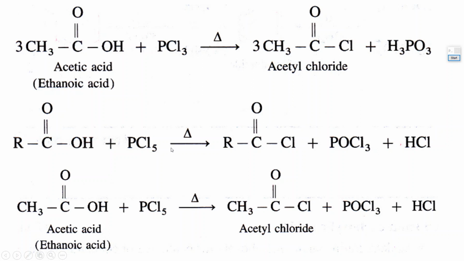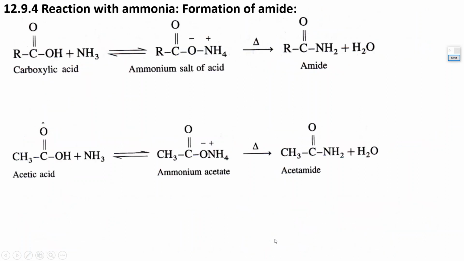Then a carboxylic acid reacts with PCl5 on heating. What is the minor product? POCl3, phosphorus oxychloride, and another minor product HCl, and the major product RCOCl, acid chloride. Example: acetic acid with PCl5. Write down the minor products HCl and POCl3, and the major product CH3COCl. The name of this compound is acetyl chloride.